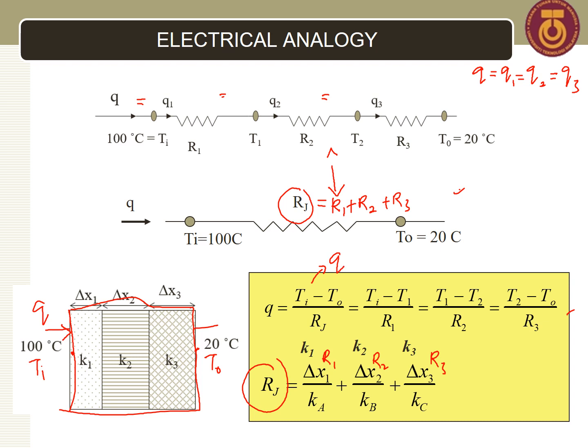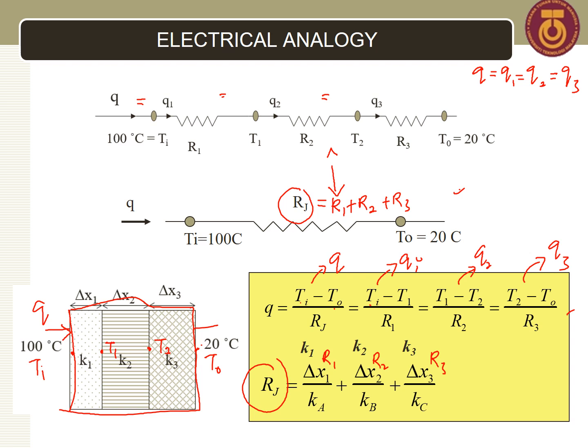Because we are referring to Ti and T naught. So Ti is here, T naught is here, so it's the overall Q. Then this is Q1 because we are referring to Ti and T1. T1 is here, T2 is here. So this is Q1, this is Q2, and this is Q3.